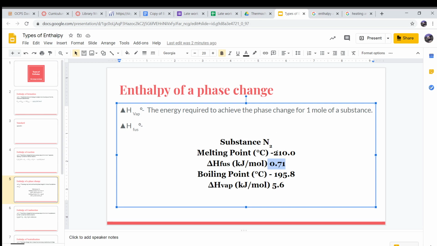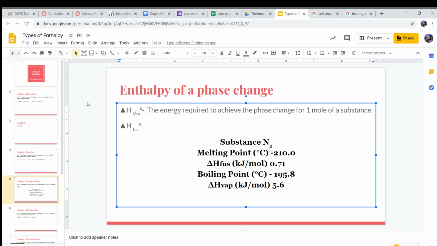And both of these are relatively small because N2 really wants to be a gas at room temperature. So just be aware, vaporization, fusion, you could theoretically have one where they say the change in condensation, but it's basically reading this and recognizing that this is a change in energy because of this situation.